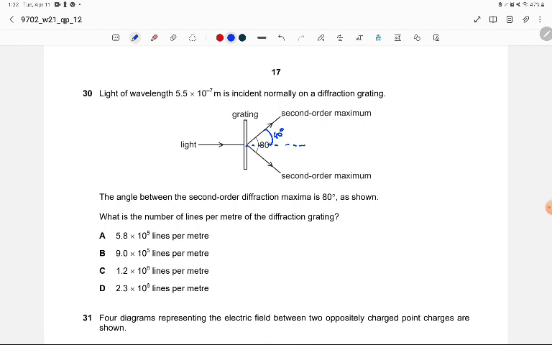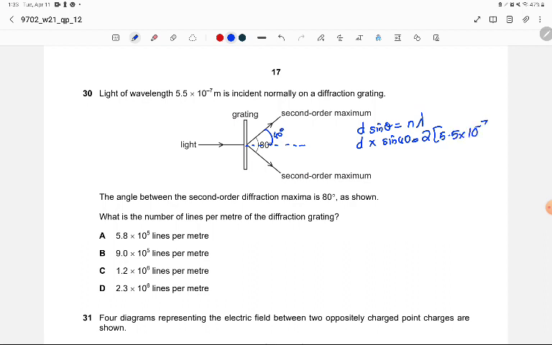So first of all, we're going to find d. We are going to be using d sine theta is equal to n lambda. That is going to give us the line separation, and 1 over line separation will give us the number of lines per meter. So d multiplied by sine 40 equals n lambda. n is the order number, so this is second order, and the light wavelength is actually 5.5 into 10 raised to power minus 7.